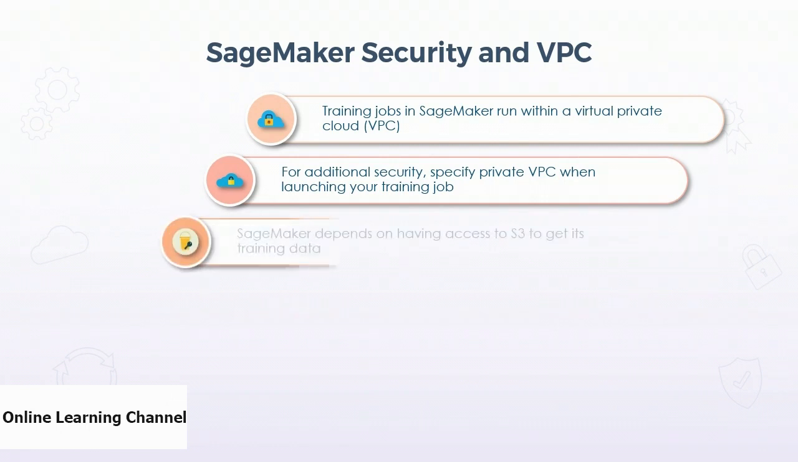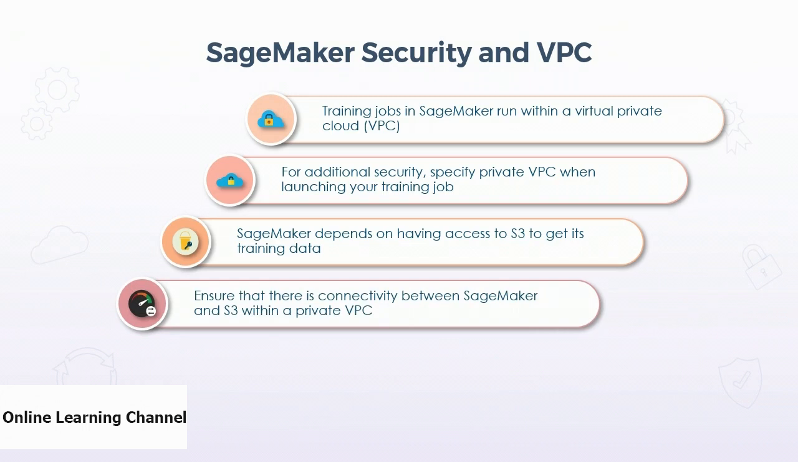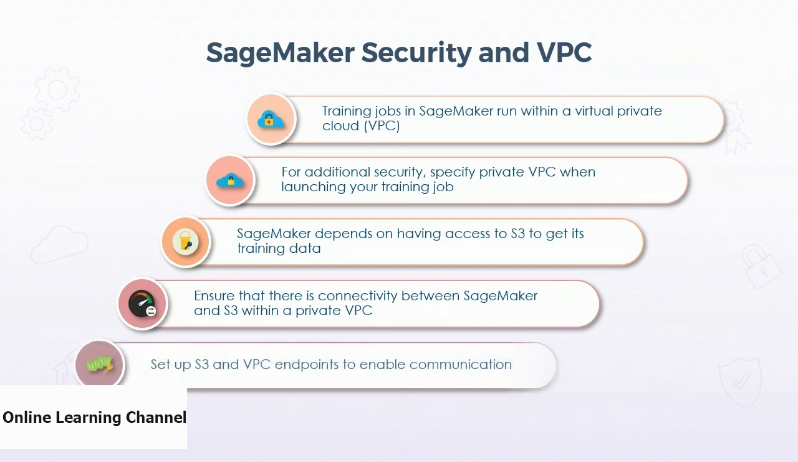However, that creates some problems because SageMaker depends on having access to S3 to get its training data and also to get the trained model artifact for when it's actually deploying your model. So we need to make sure that at least we have connectivity between SageMaker and S3 within a private VPC. That means you'll have to set up an S3 VPC endpoint to enable communication, and you can still use custom endpoint policies and bucket policies within S3 to keep that secure. But you do need to set that up in SageMaker also.